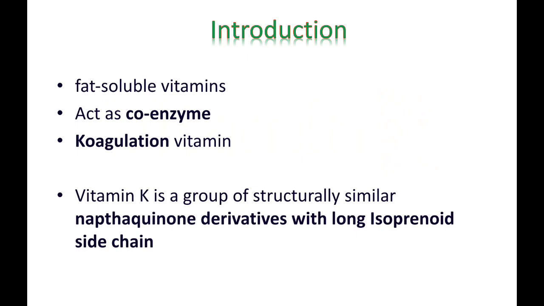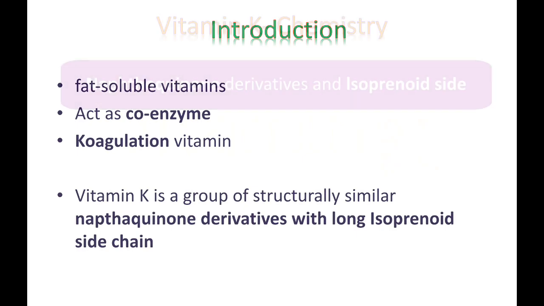The name vitamin K is derived from coagulation. In German, they used K instead of C, so it is the coagulation vitamin. Vitamin K is required for coagulation. Vitamin K is a group of structurally similar compounds which contain naphthoquinone derivatives with a long isoprenoid side chain.